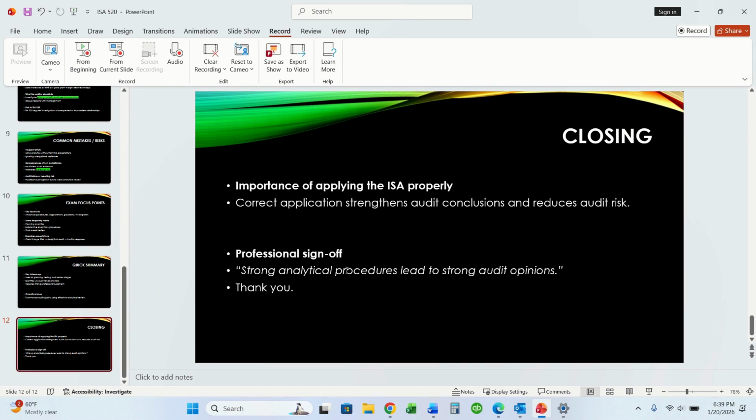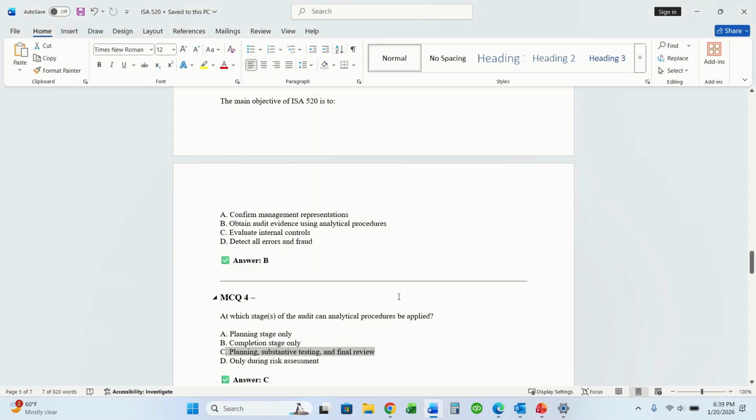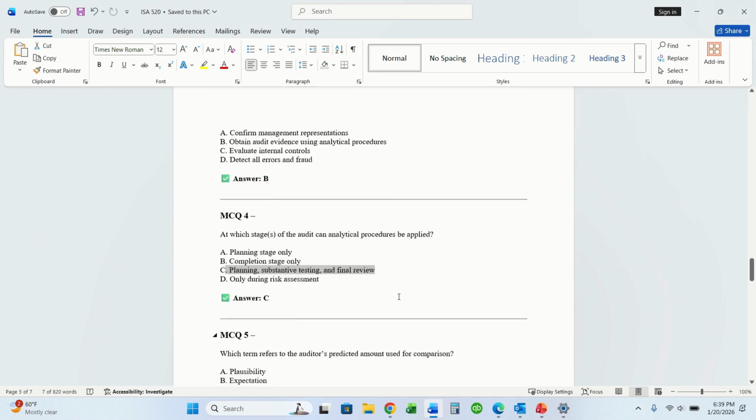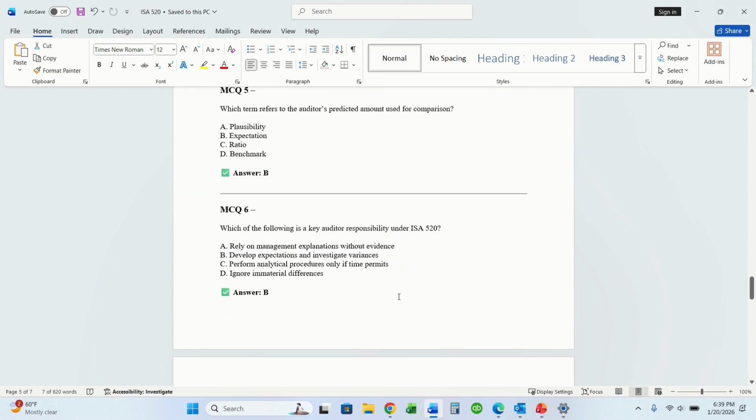Closing. The importance of applying the ISA properly. Correct application strengthens audit conclusions and reduces audit risk. Professional sign-off: strong analytical procedures lead to strong audit opinions. Now, let's discuss some short questions that are related to exams.